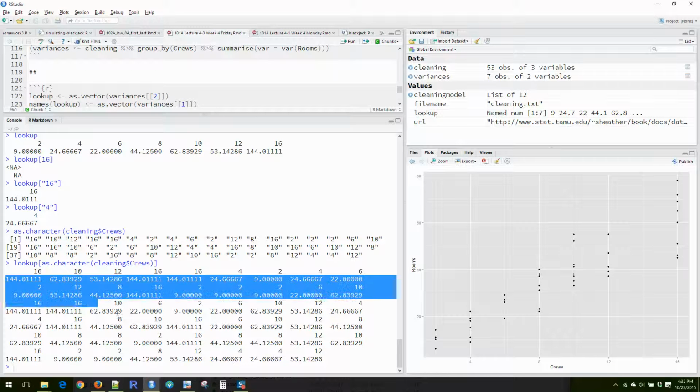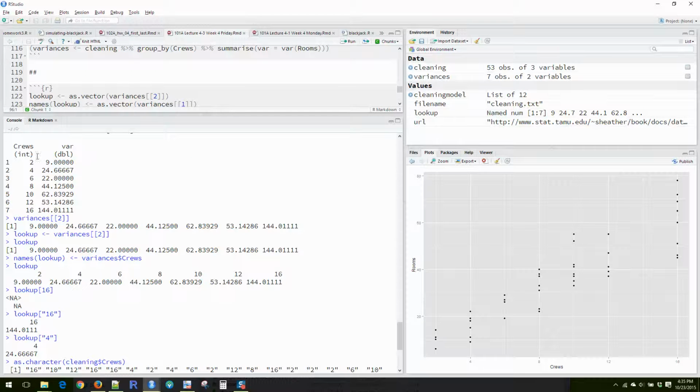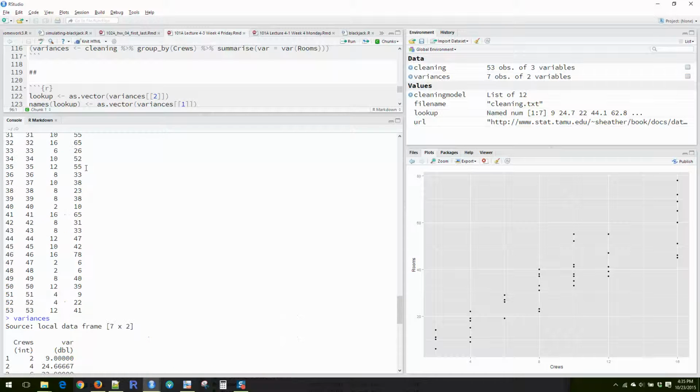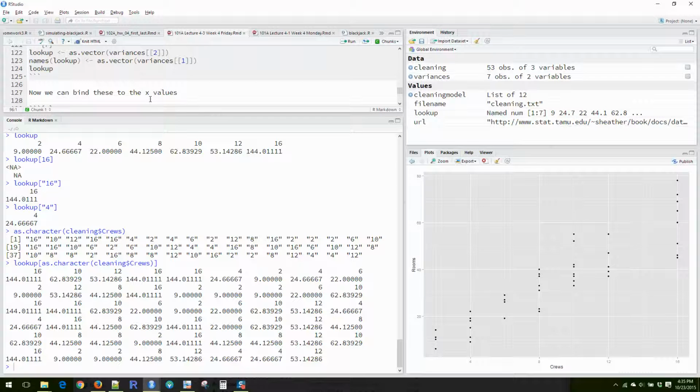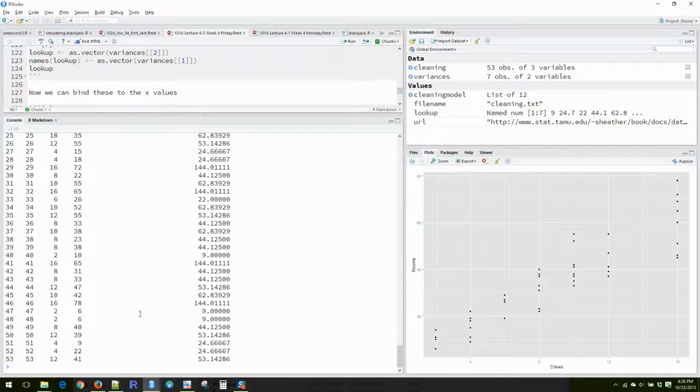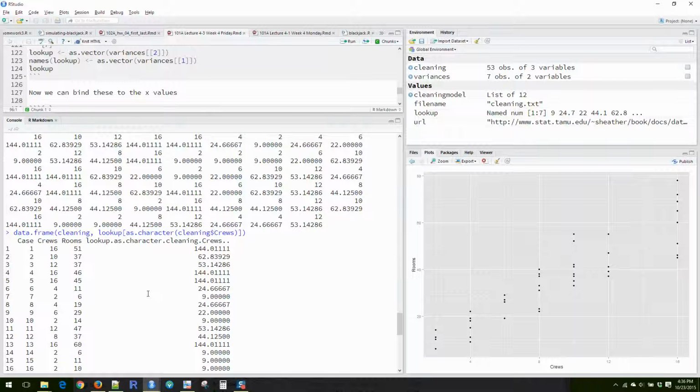Now I just have to take this and column bind it to our cleaning table. I'm going to do data.frame, take cleaning, and add lookup of cleaning. When you're doing a data frame, don't use cbind, because cbind is for matrices, so it's going to try to coerce everything. So we do this, and look at that, it works.